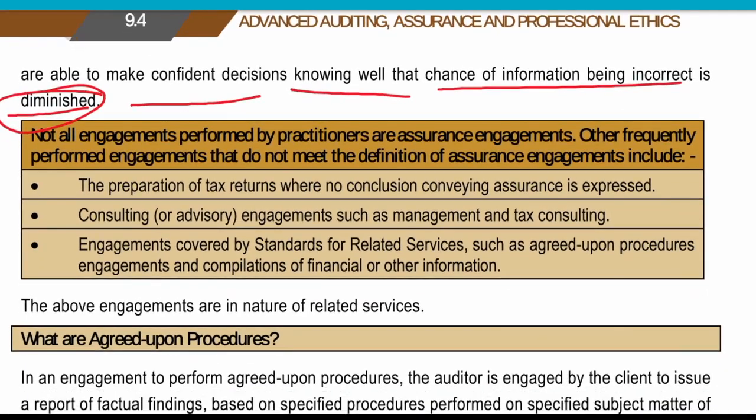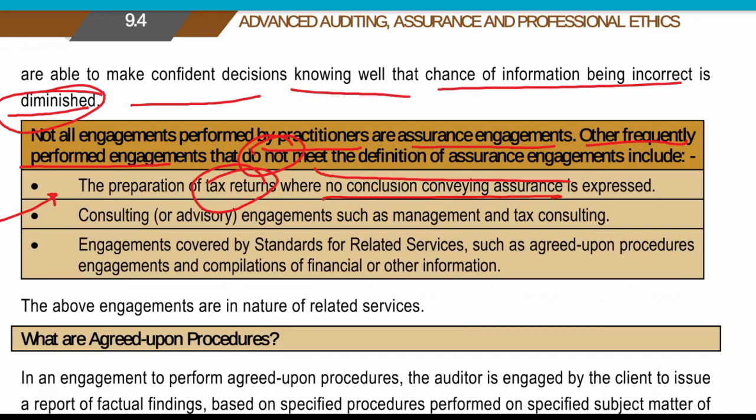It means it is very unlikely that this particular information is incorrect. Not all engagements performed by the practitioner are assurance engagements. Now, there are some other kinds of related services. We should say them as related services. Other frequently performed engagements that do not meet the definition of assurance engagement include what? Preparation of tax returns, right?